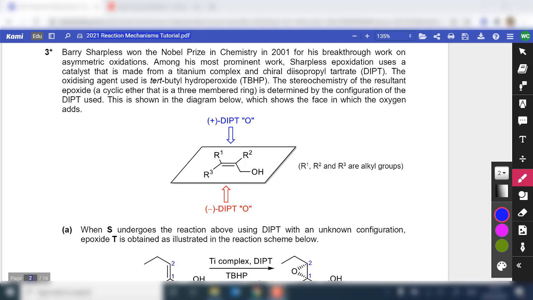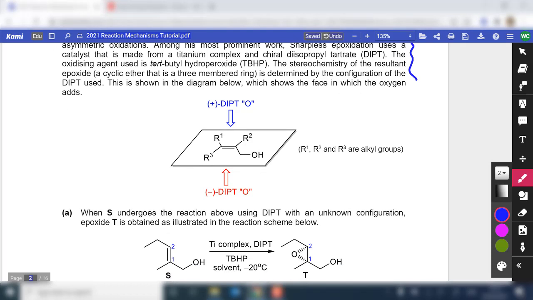So anyway, this particular story is really about epoxidation or some form of oxidation reaction. And then they are trying to tell you that there's this particular catalyst known as DIPT. You don't really need to know exactly what it does, but all you need to know is that it delivers the oxygen, in this case, from the top. If you want to deliver the oxygen from the top, then you need to use the plus version. If you want to deliver the oxygen from the bottom, you need to use the minus version.